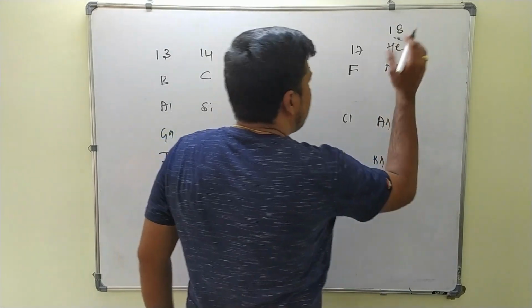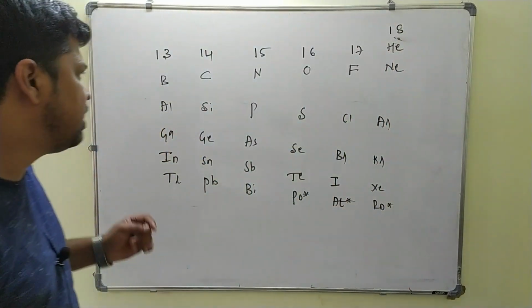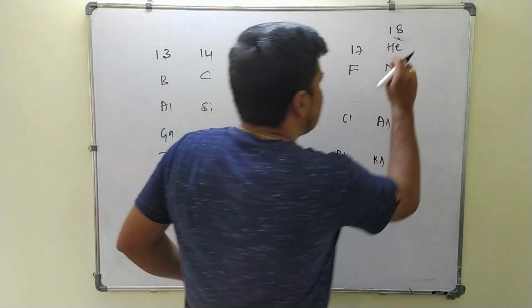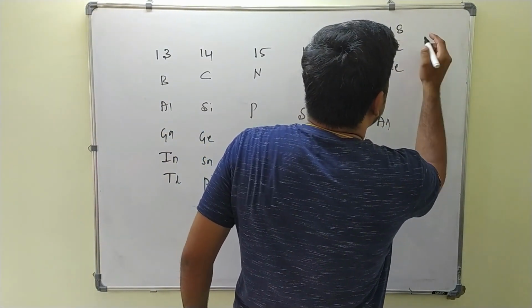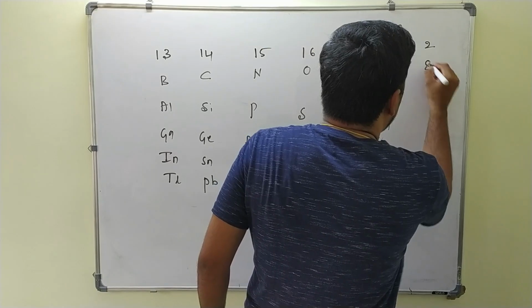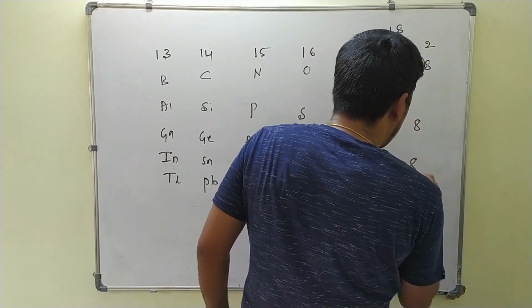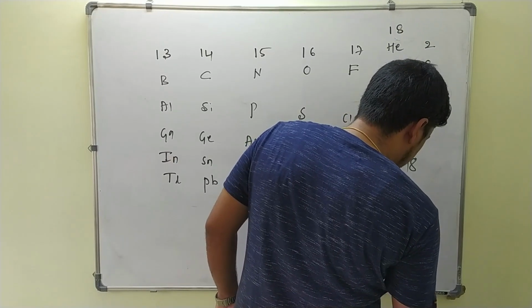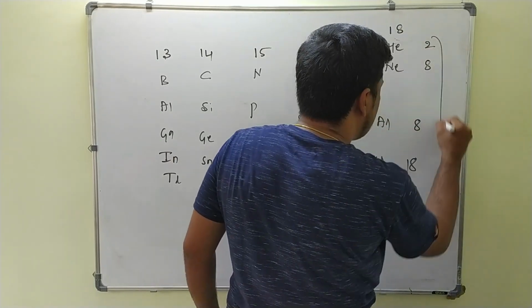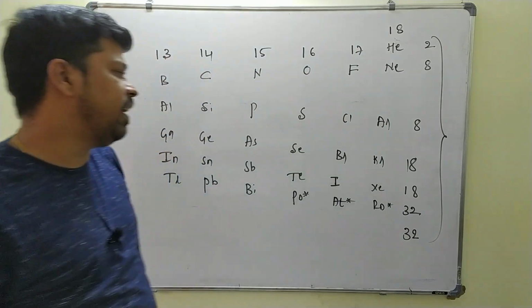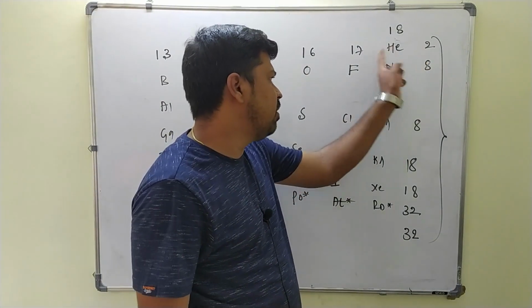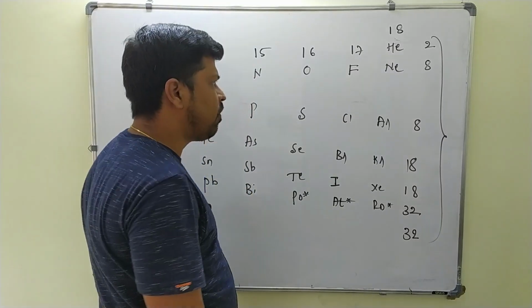Next, how to write the atomic number of each element. There is a simple logic to write the atomic number of each element. You just have to remember these magic numbers: 2, 8, 8, 18, 18 and 32. These numbers 2, 8, 8, 18, 18 and 32 are called magic numbers. With the help of these numbers you can write the atomic number of each element.